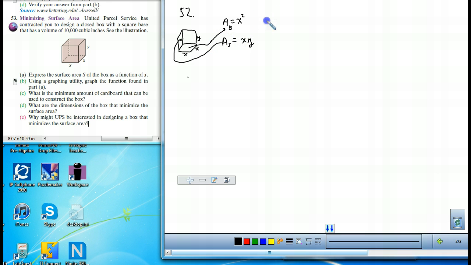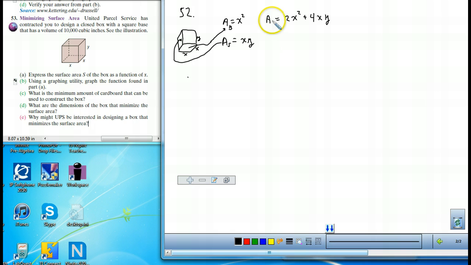So the total area is going to be 2 of the bases for the top and bottom, so 2 times x squared, plus we have 4 sides all the way around, and the area of each side is x times y. So that's what it wants, but it says as a function of x.